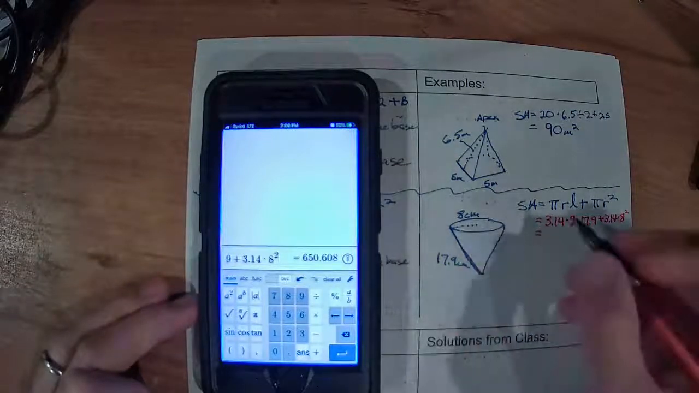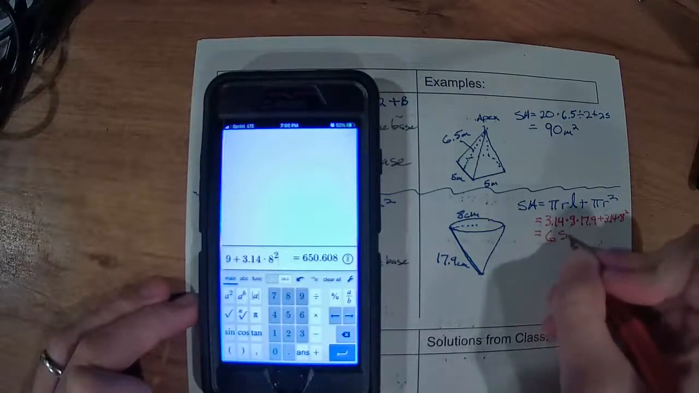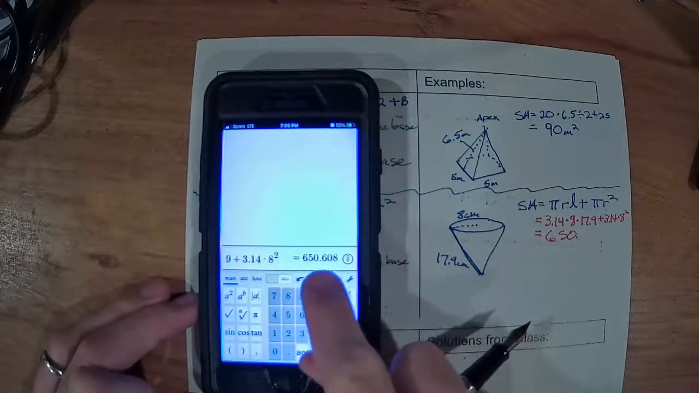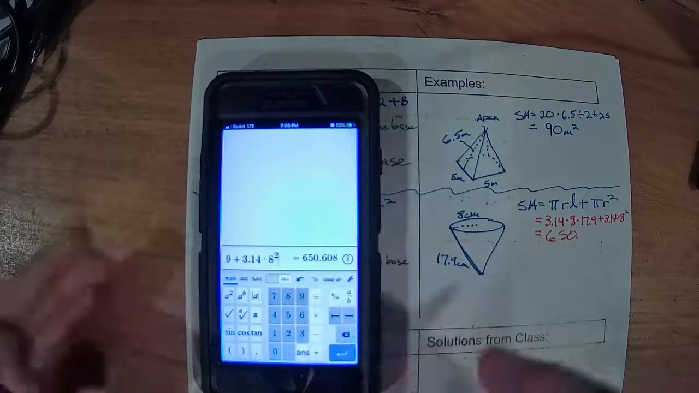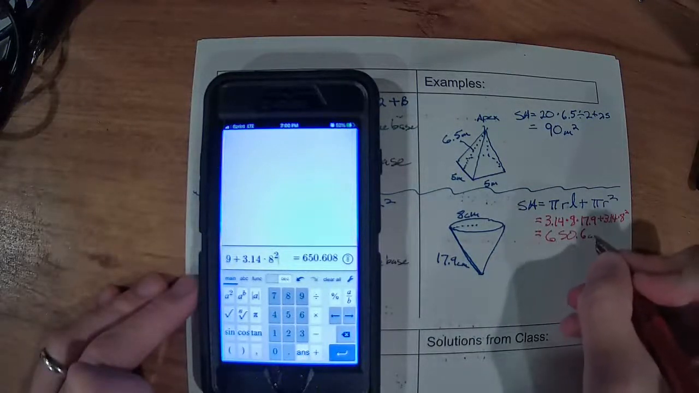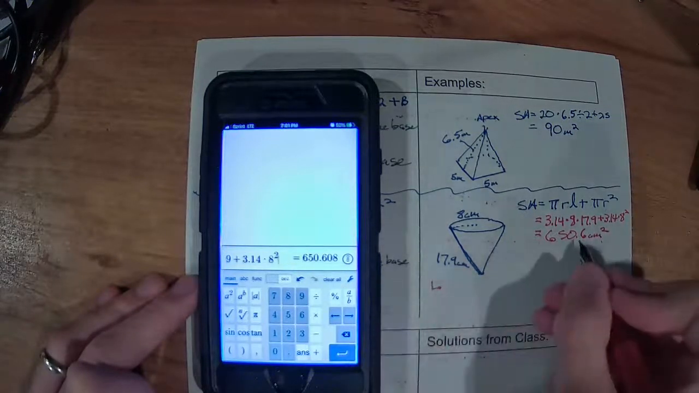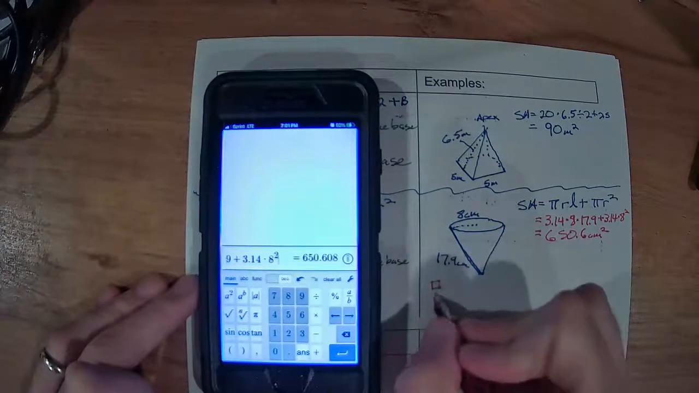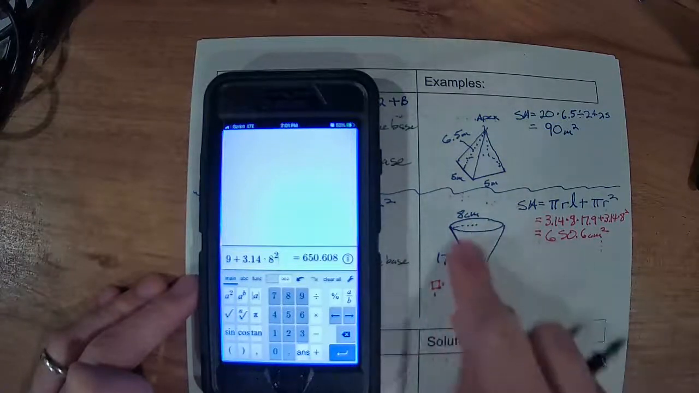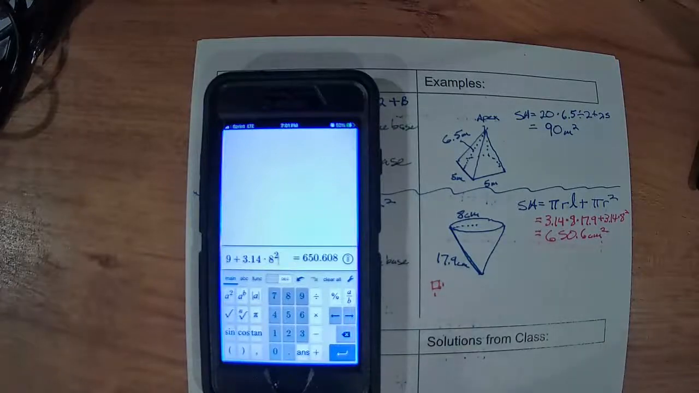It's a pretty good size cone of 650. Now I'm going to round to the tenths position. That's a 6. We go over, it's a 0, so we'll round down. So 650.6 centimeters squared. So if we had 650, almost 651, 1 centimeter by 1 centimeter squares, we could cover that entire cone with them.